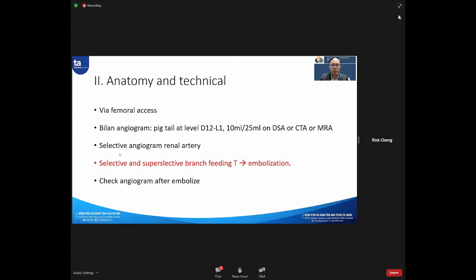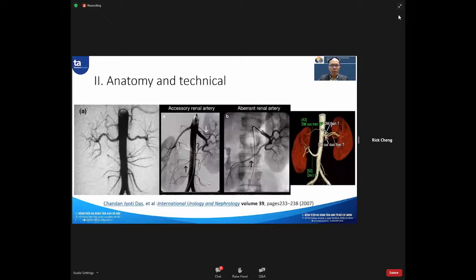After that, you select the renal artery angiogram, and you find some branch feeding the tumor. You can do selective or super selective catheterization of this branch, and after that you embolize. Then you check the angiogram for total or partial embolization of the tumor.